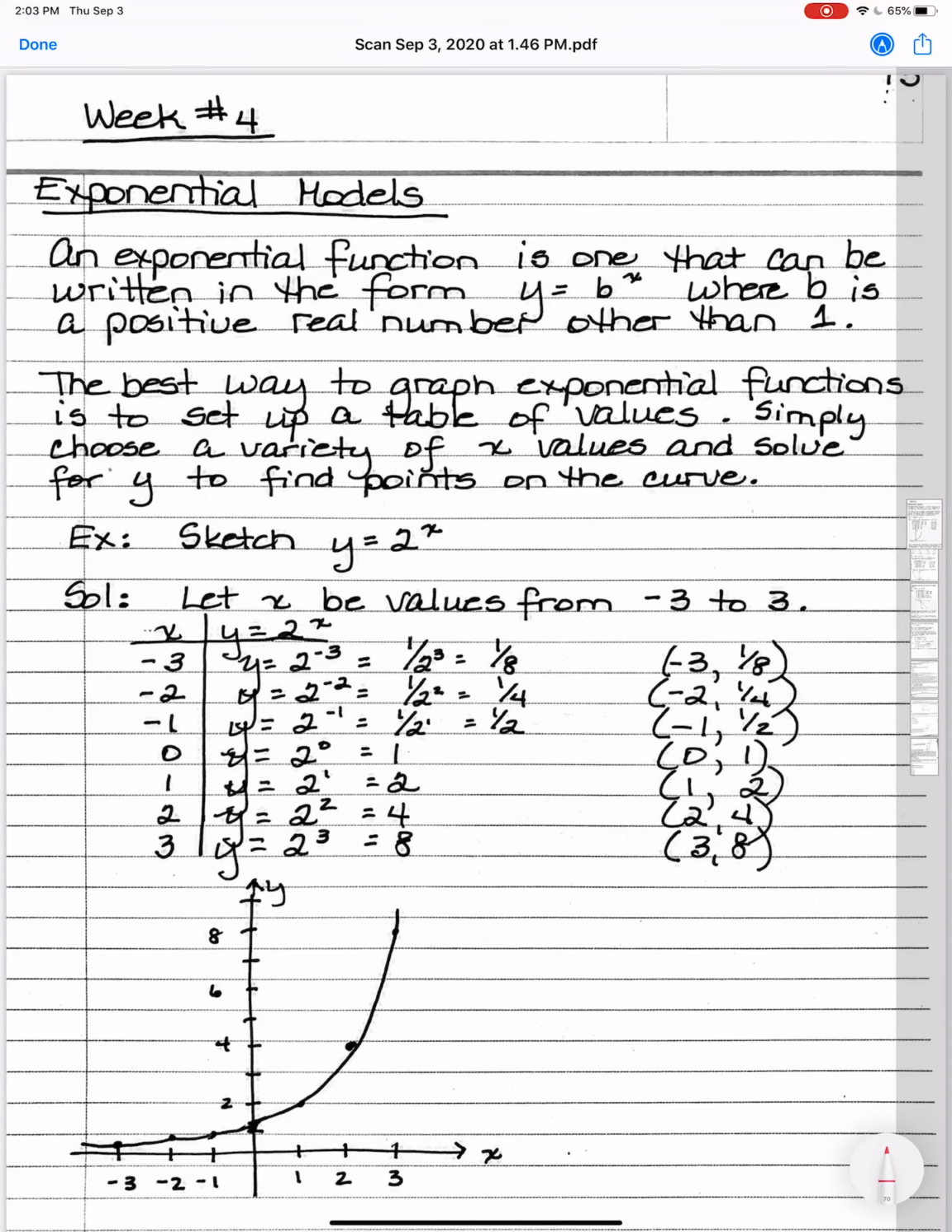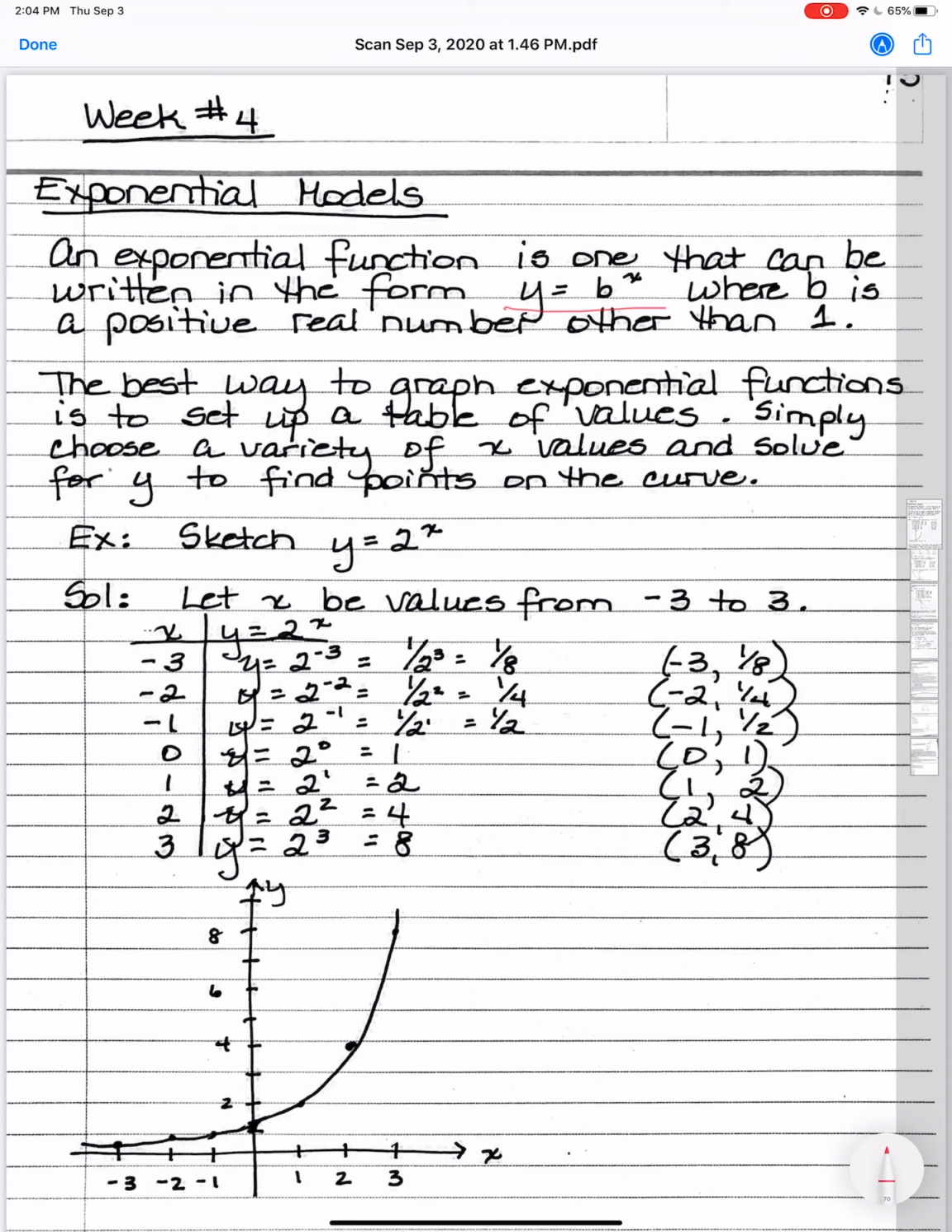This is a week that doesn't come easy to a lot of students. It's not real intuitive, so hopefully this video will help you a little bit. But an exponential function is one that can be written in the form of y equals b to the x, where b is a positive number other than 1. So we're not going to talk about negative numbers raised to a power in this section. We're just going to talk about positive numbers raised to a power.